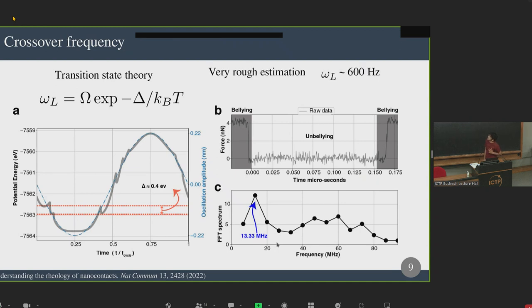Using this attempt frequency, we can get a very rough estimation for this crossover frequency, which is like 600 hertz. This is interesting for experimentalists here. If they can try, they will see that at some frequency close to that, we predict there would be some viscous sliding, which may be linear with frequency. This is interesting to see.